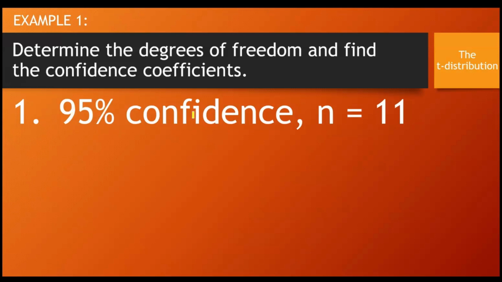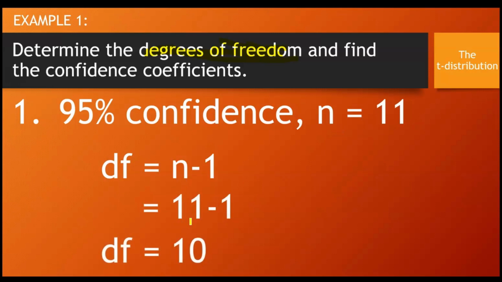So number 1, at 95% confidence and the sample size n is equal to 11. First, let's solve for the degrees of freedom in the given situation. The degrees of freedom is given by the formula n minus 1. So just simply substitute. Our n is 11, so that's 11 minus 1. Then our degrees of freedom is equal to 10.